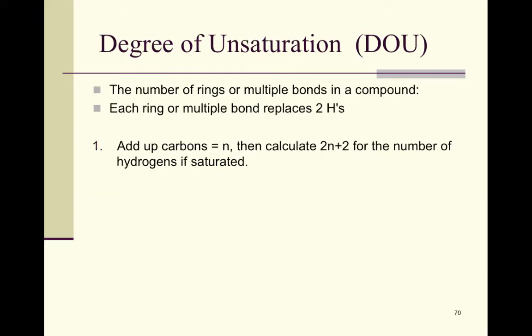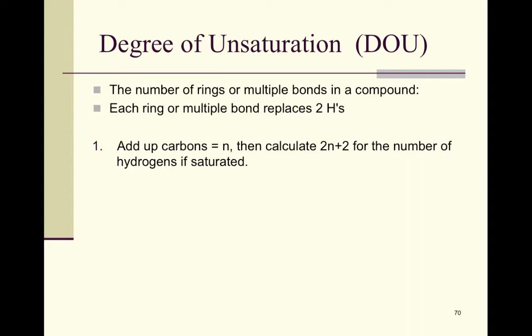Degrees of unsaturation. Now that we're starting to talk about alkenes, which have a carbon-carbon double bond, and we've already talked about cycloalkanes, now's a really good time to bring up degrees of unsaturation, or DOU. When we're looking at degrees of unsaturation, we're actually looking for the number of rings or multiple bonds in a compound. For each ring or multiple bond, it replaces 2 hydrogens.